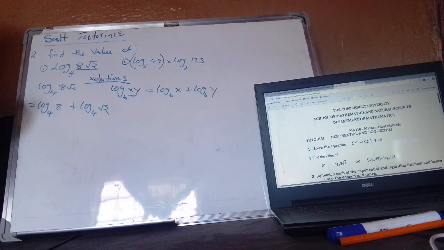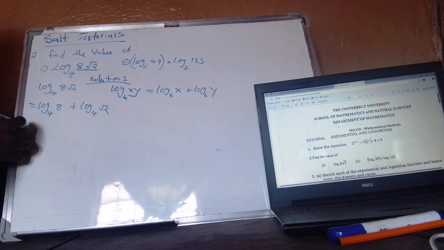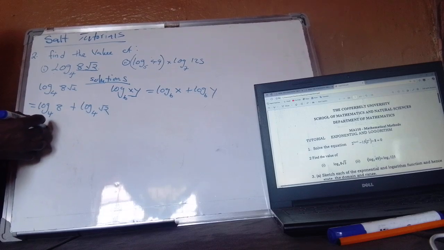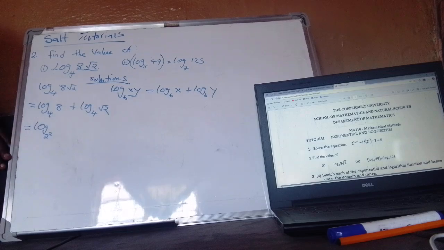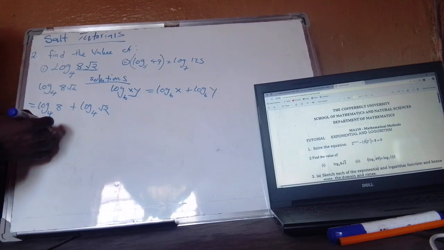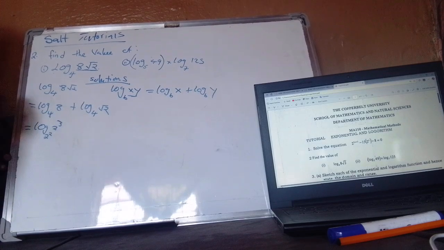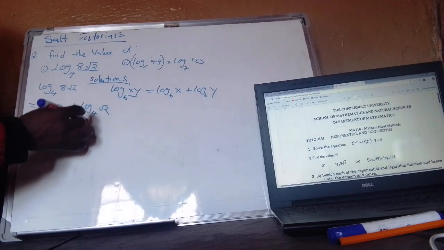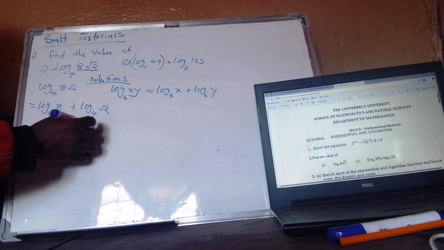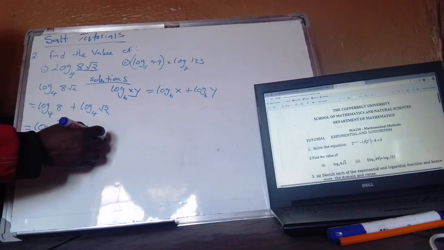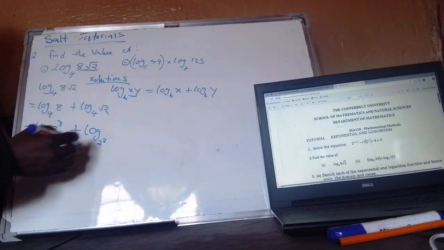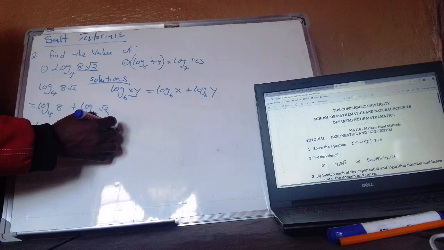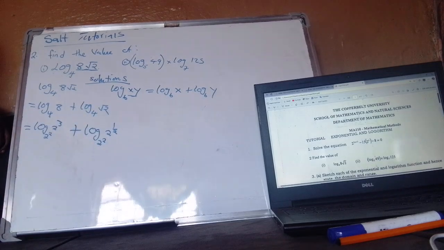What am I going to have? Log base 4 of 8: 4 can be written as 2 squared, and 8 can be written as 2 to the power 3, plus log base 4 of root 2, where 4 is again 2 squared. Root of 2 can be written as 2 to the power 1 over 2, which is very much correct.